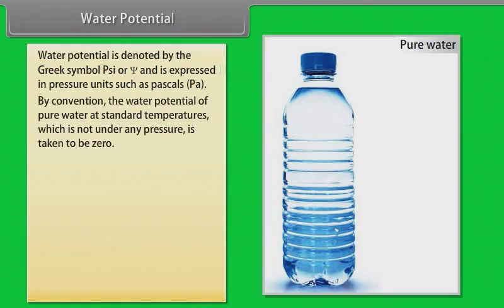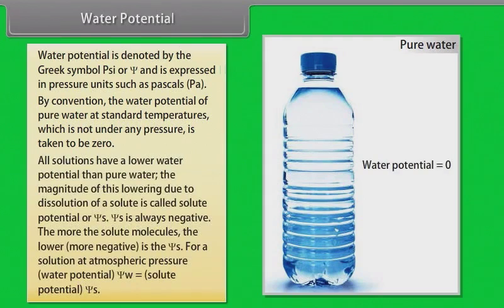By convention, the water potential of pure water at standard temperatures, which is not under any pressure, is taken to be 0. All solutions have a lower water potential than pure water. The magnitude of this lowering due to dissolution of a solute is called solute potential. Solute potential is always negative. The more the solute molecules, the lower is the solute potential. For a solution at atmospheric pressure, water potential is equal to solute potential.